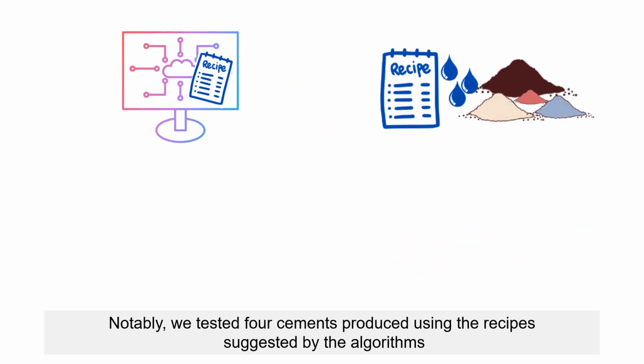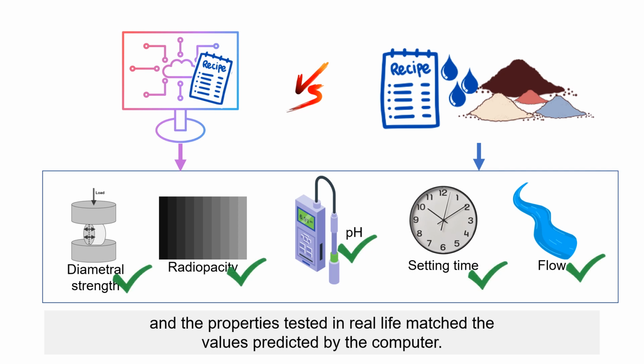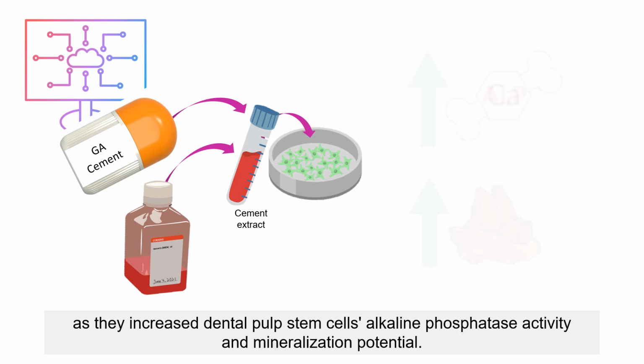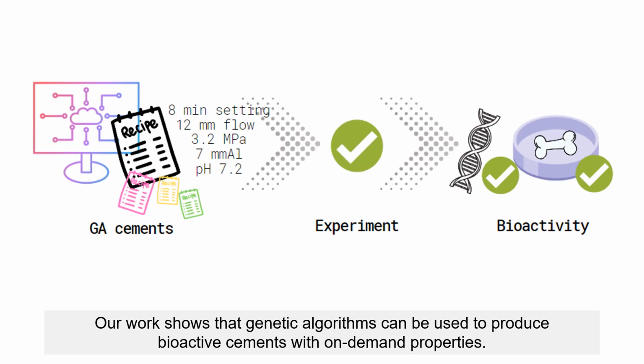Notably, we tested 4 cements produced using the recipes suggested by the algorithms, and the properties tested in real life matched the values predicted by the computer. Finally, the cements designed by genetic algorithms were bioactive as they increased dental pulp stem cells' alkaline phosphatase activity and mineralization potential. Our work shows that genetic algorithms can be used to produce bioactive cements with on-demand properties.